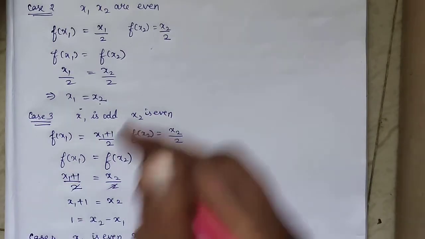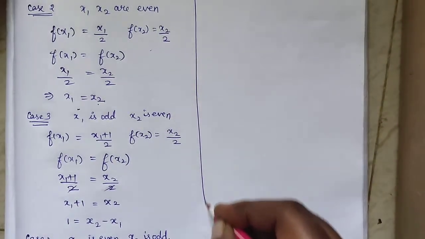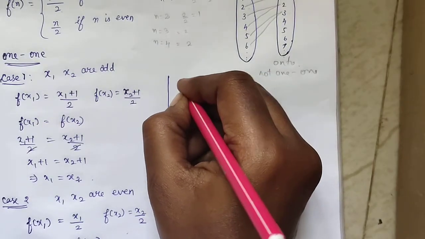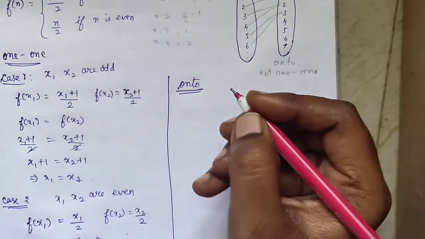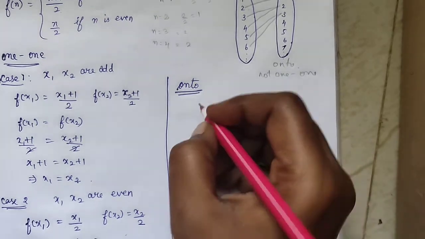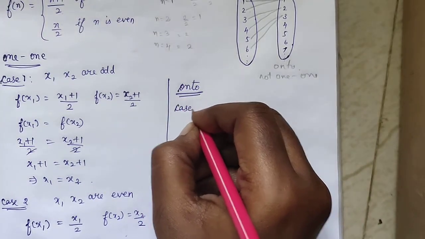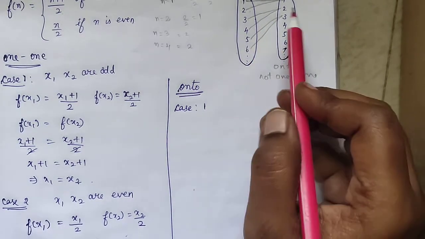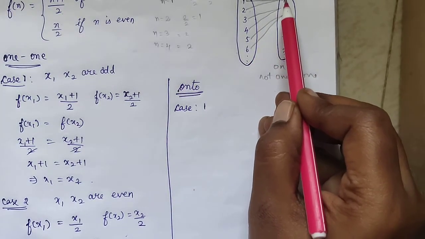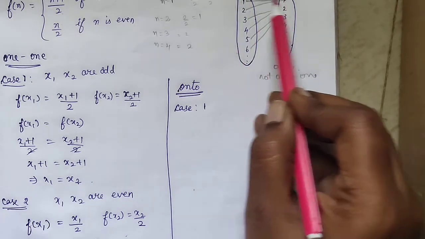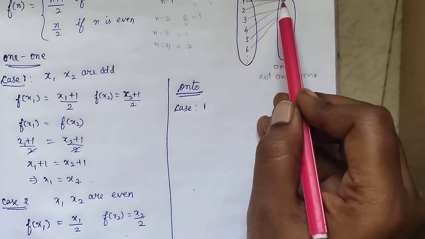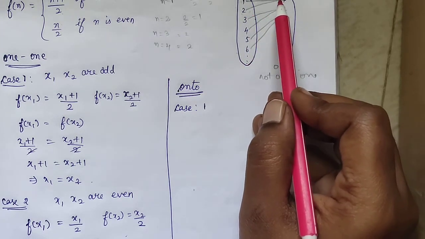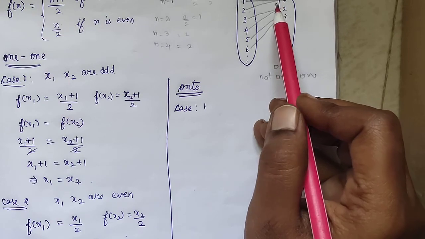Now let us go for onto function. For onto function also let us take case 1. For onto function, for each element we have two pre-images, one is an odd number and another is an even number. So we have to show it for odd numbers also and for even numbers also.